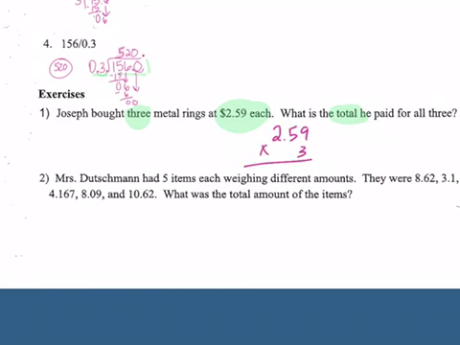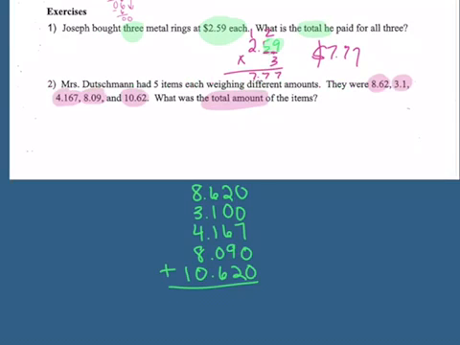So we can multiply, and I'm going to put 259 on top because it has more digits. There's 3 digits. And then multiply like you normally would. So add those all up. We've lined our decimals up.